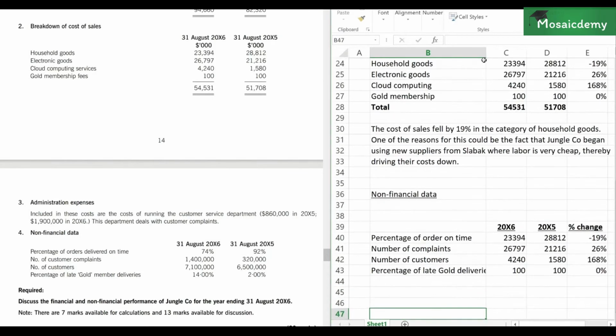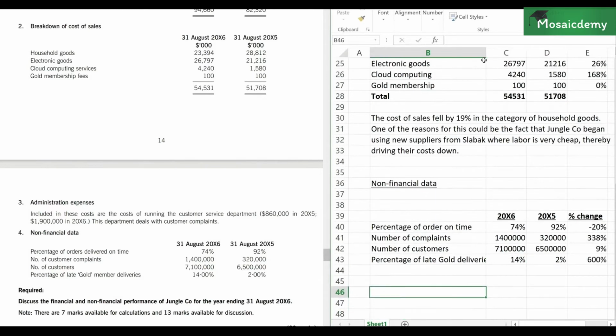Okay, so in this case, this was 74% and this was 92%. This was 1.4 million and this was 320,000. This is 7.1 million and this is 6.5 million, and this is 14% and 2%.